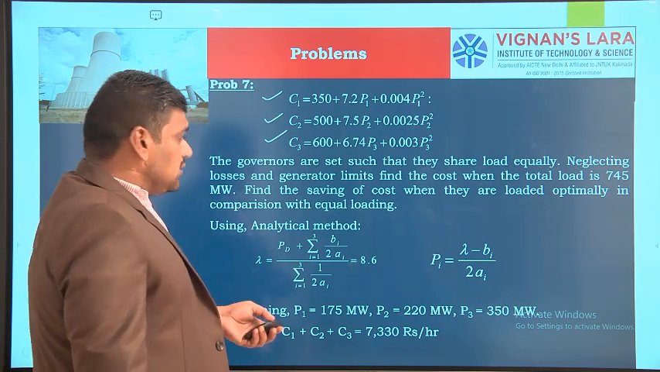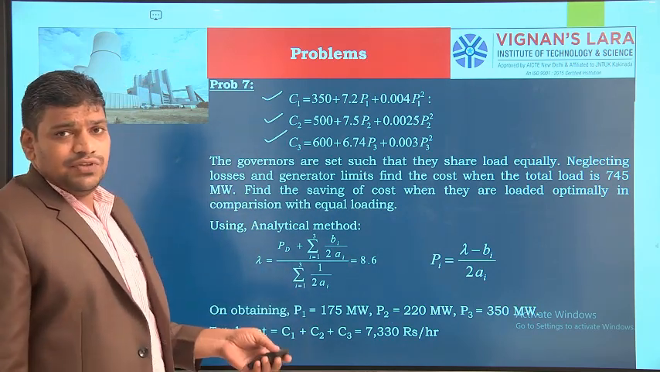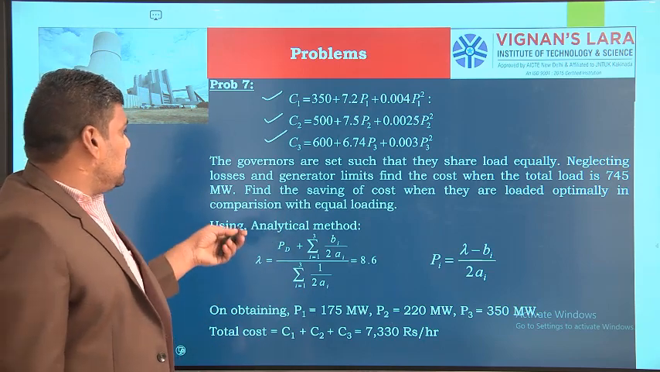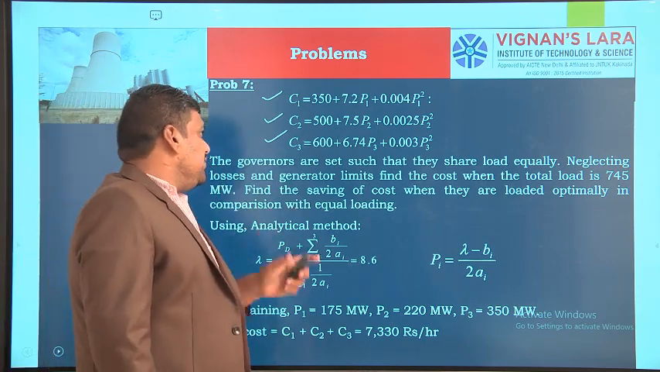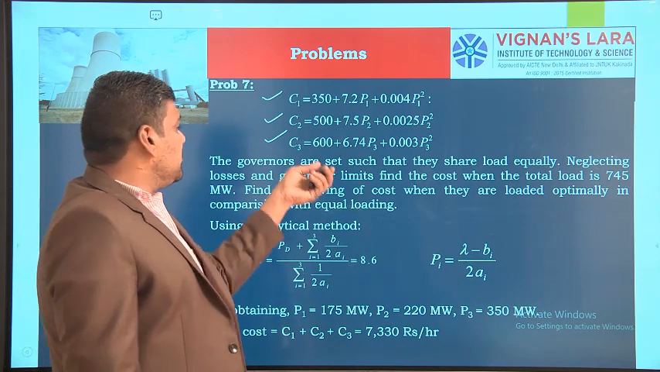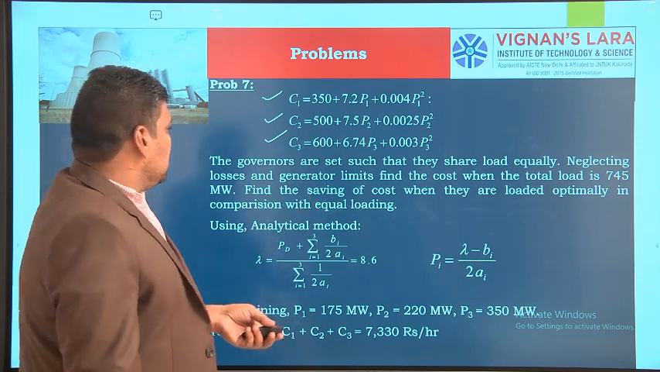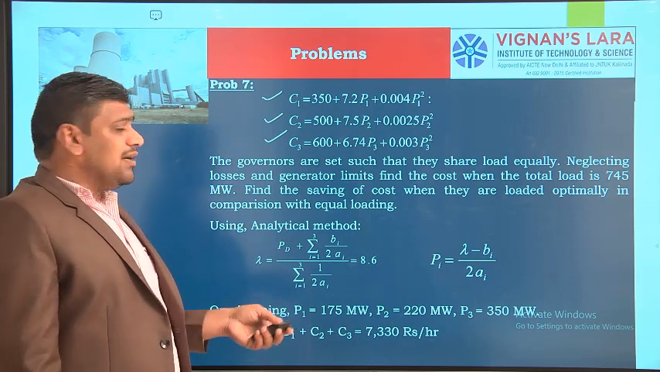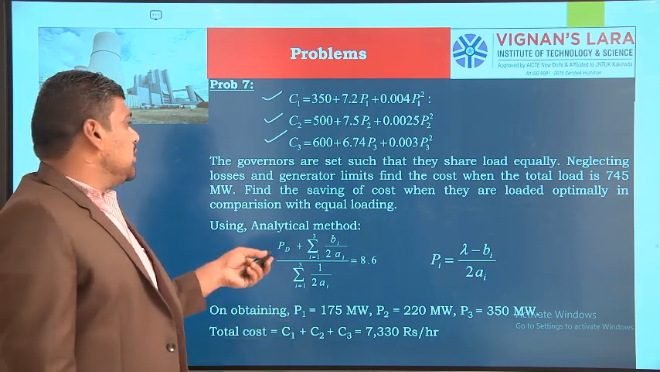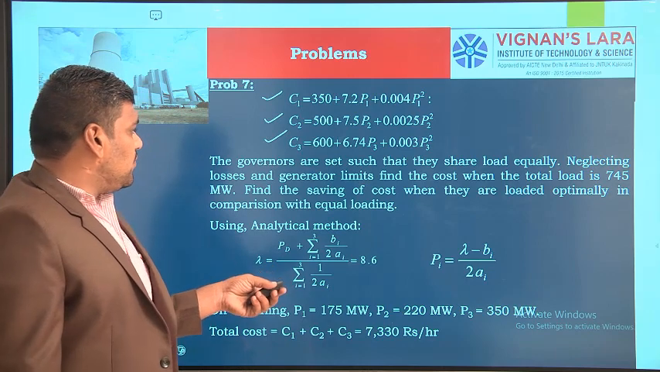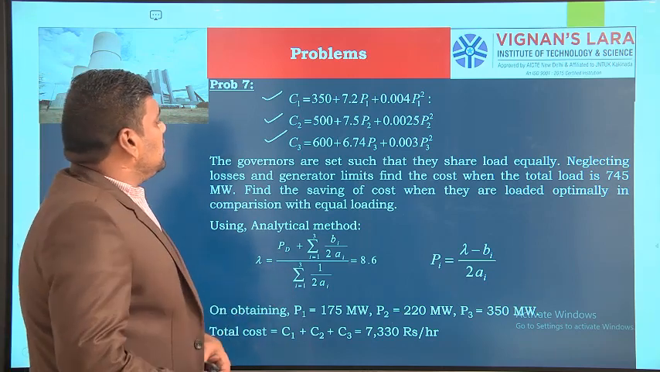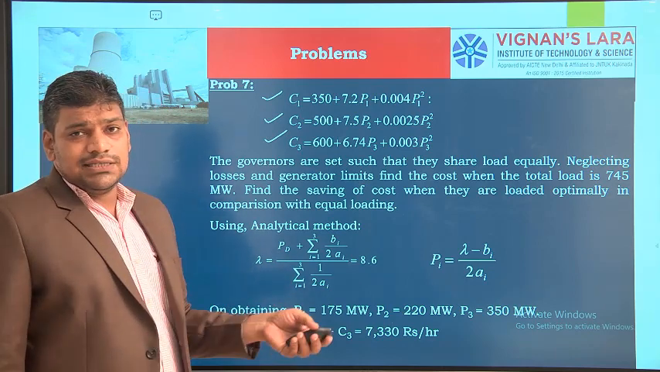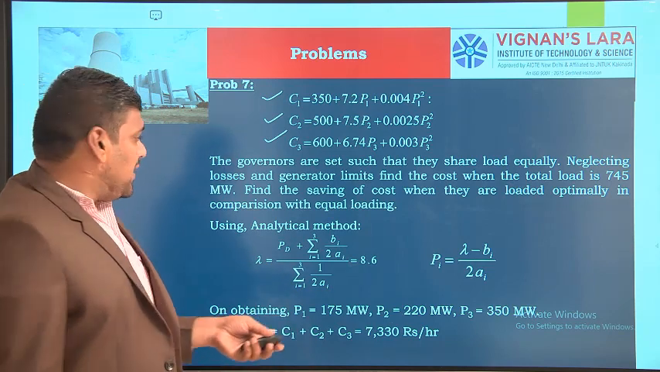C1, C2 and C3. C1 is 350 plus 7.2 P1 plus 0.004 P1 square. Similarly, C2 is 500 plus 7.5 P2 plus 0.0025 P2 square. C3 is 600 plus 6.74 P3 plus 0.03 P3 square. So these are the cost characteristics given for three thermal plants.